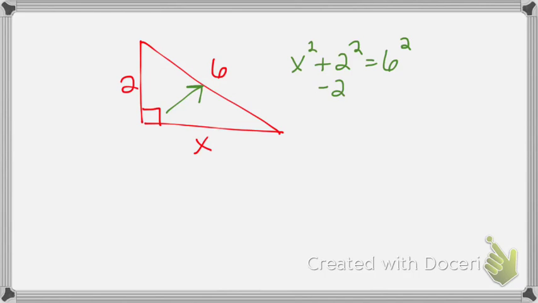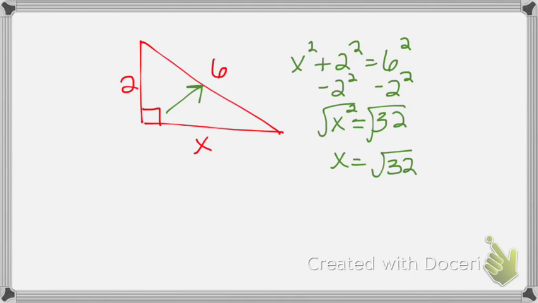Because these are on different sides, I want to move this over to the other side. Now, you can't subtract the 6 and the 2. You do have to square them each, so 6 squared minus 2 squared is 32. Take the square root on both sides. And then to the side we're going to work out 32.